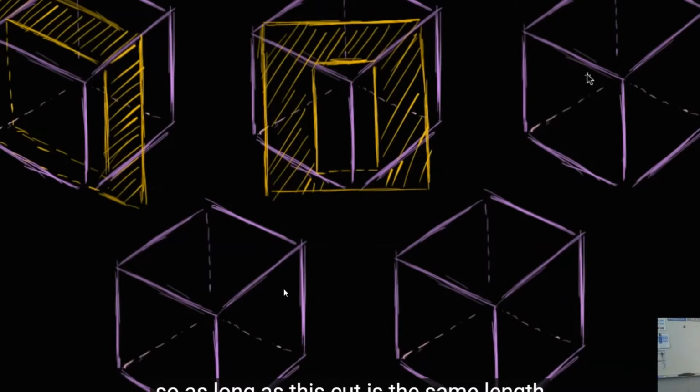As long as this cut is the same length as this cut right over here, and the same length as the length that it intersects on this face of the cube, that's going to be an equilateral triangle. If you pushed this point out more, actually let me do that in a different color, if you pushed it out more, you're going to have an isosceles triangle.